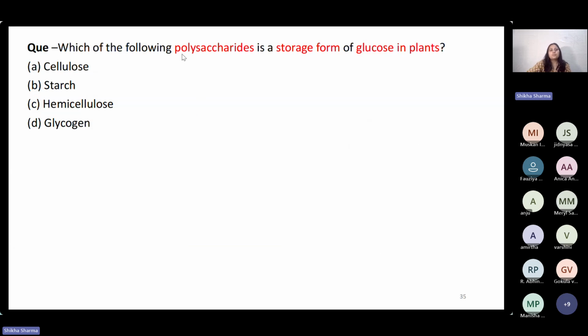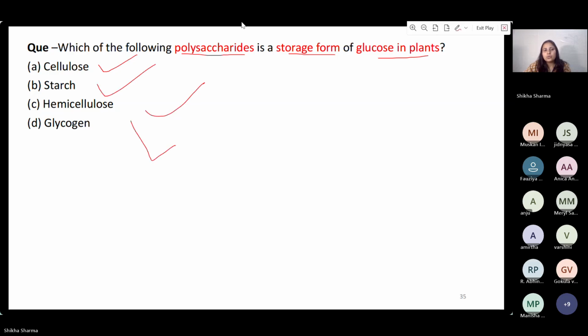Next question. Which of the following polysaccharides is the storage form of glucose in plants? Cellulose, starch, hemicellulose, or glycogen. Anyone who would like to answer this question?